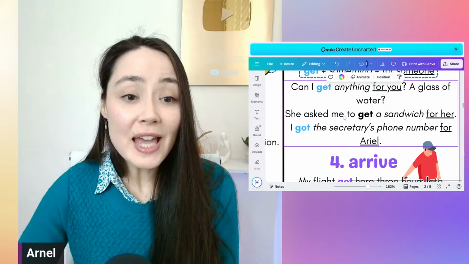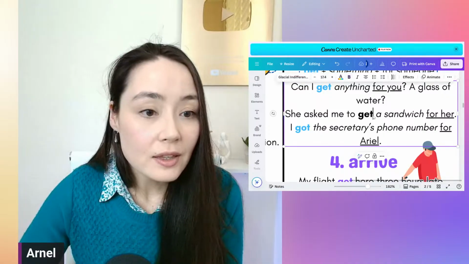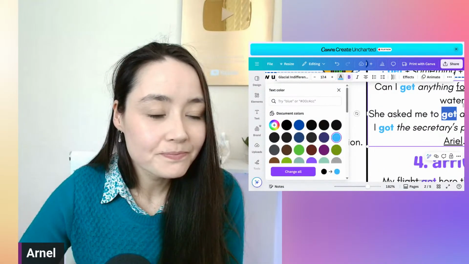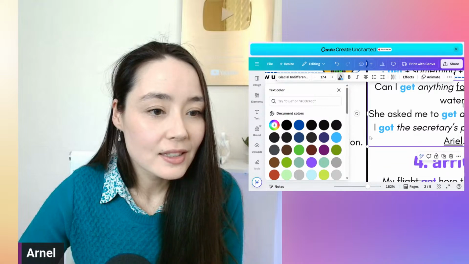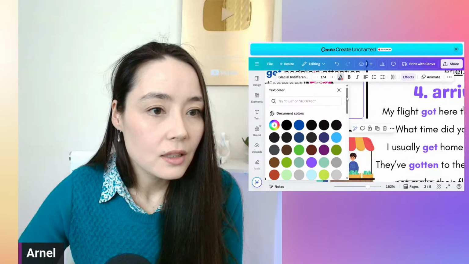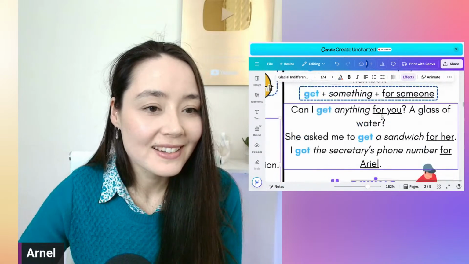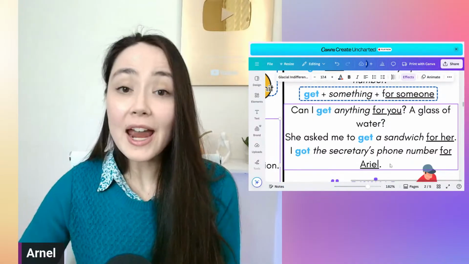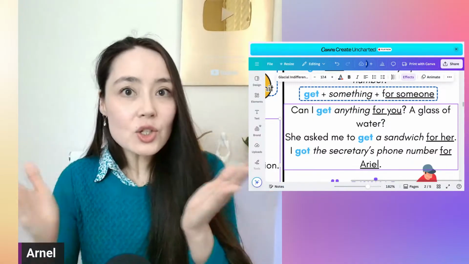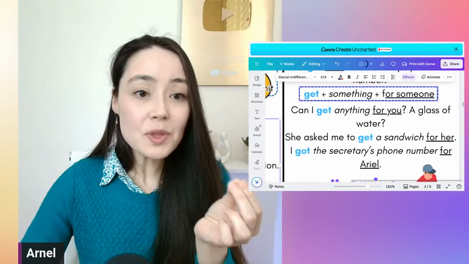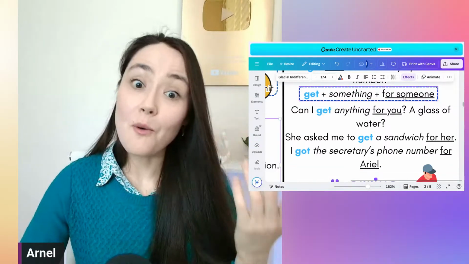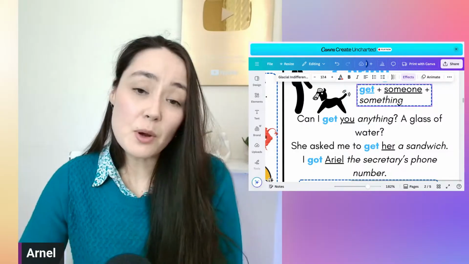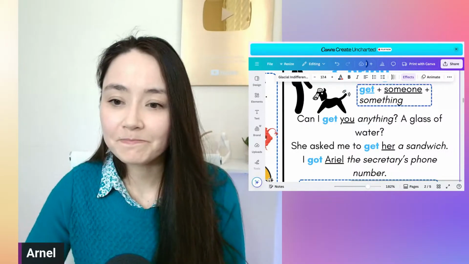She asked me to get a sandwich for her. And this needs to be blue. There we go. Okay. I got the secretary's phone number for Ariel. So you can see the two structures. You get something for someone, or you get someone something. They're both the same. You can choose.